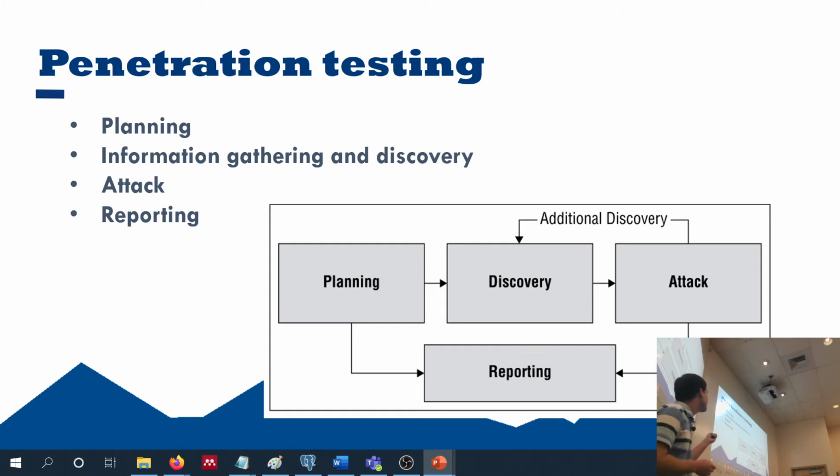Okay, the first is planning. All right, so planning is a very important step because it's where you get something that keeps you out of jail. What is it? Okay, so formal documentation. Okay, it's legally binding. All right, so you want to make sure that it's written very well. All right, what happens if you don't get permission?